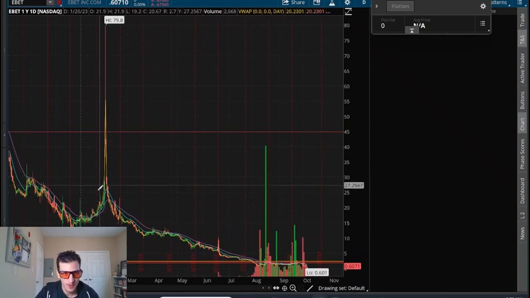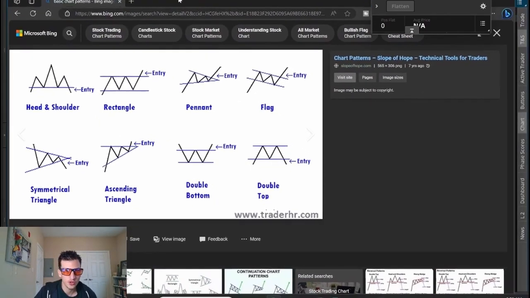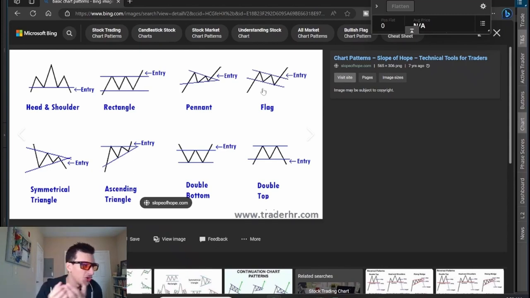Specifically, this one made a decent move back in February, but first let's go over our basic chart patterns just as a refresher. So you have your head and shoulders pattern, you have your ranging pattern, and then a breakout of the range or a breakdown of the range. Here's your pennant or your flag pattern. Here's a different sort of flag pattern, so you can get different variations of the flag.